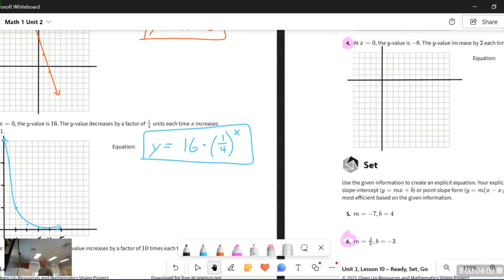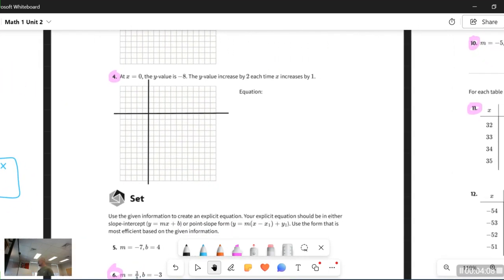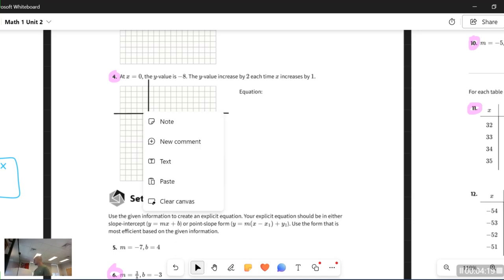All right, moving on to the next problem here, which I believe is another linear equation, problem number 4. At x equals 0, y is negative 8. So we went through, I gave a little bit more wiggle room because I saw that we were starting at negative 8. So 1, 2, 3, 4, 5, 6, 7, 8. It's going to be right there.